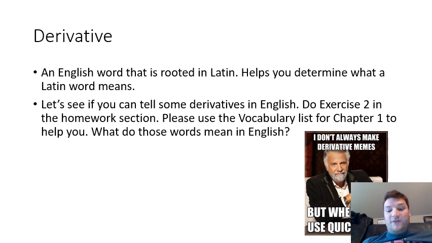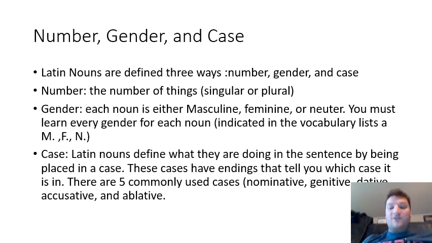For example, if we had aquarium, you would know that has something to do with water because aqua means water. Or defenestration has something to do with windows because fenestra means window, that kind of thing. That's how you do it. We did the exercise in class and it is in the homework section, so make sure you look at that as well. Some other words.